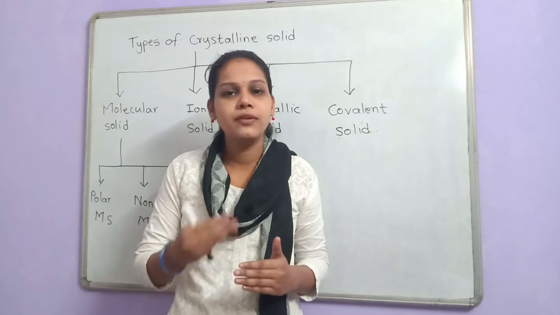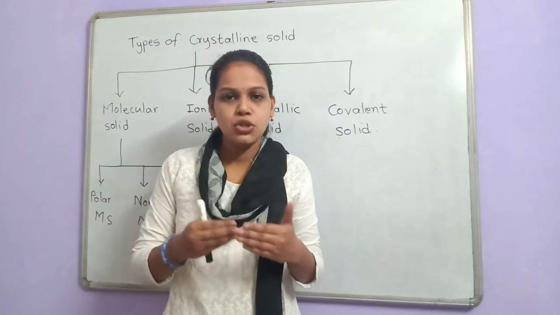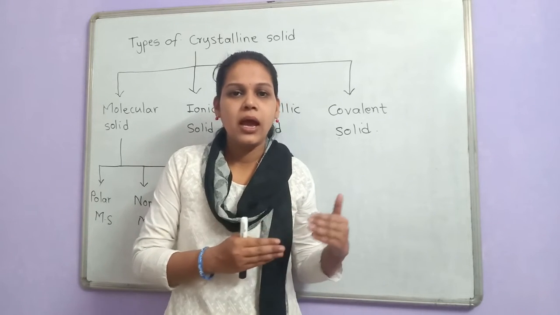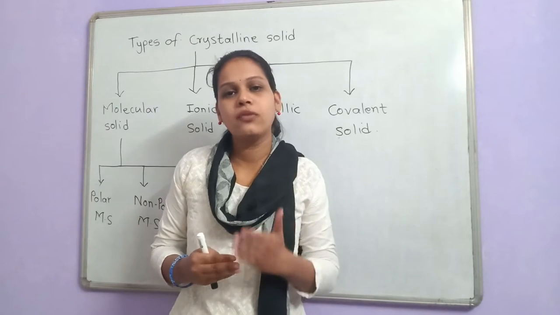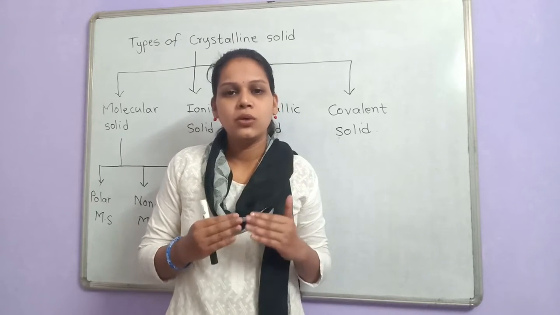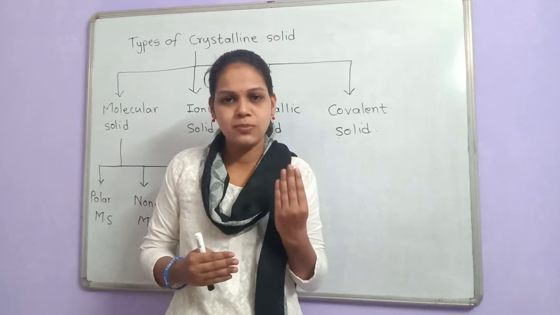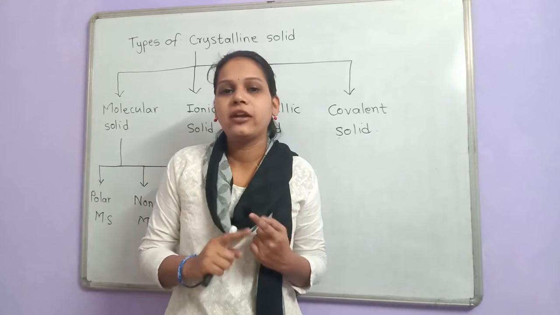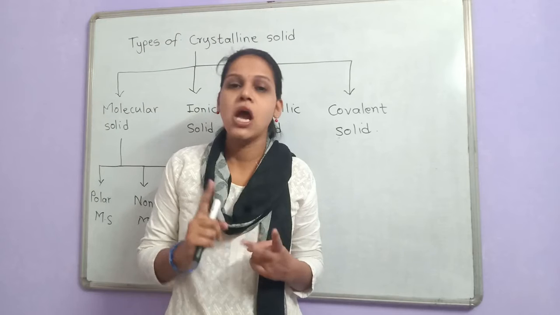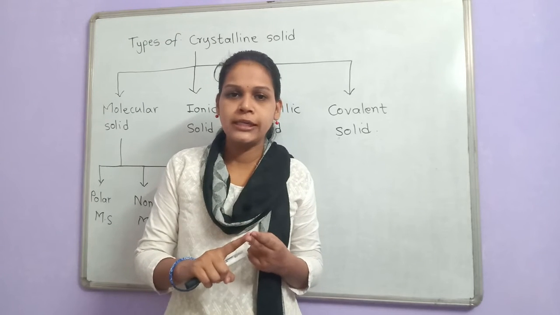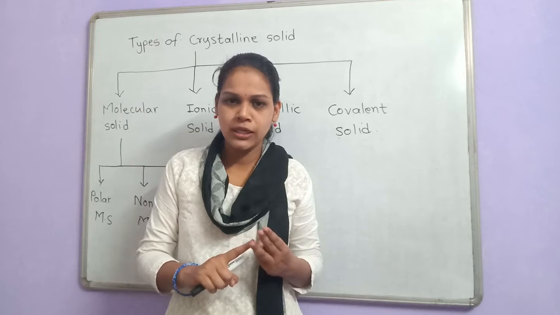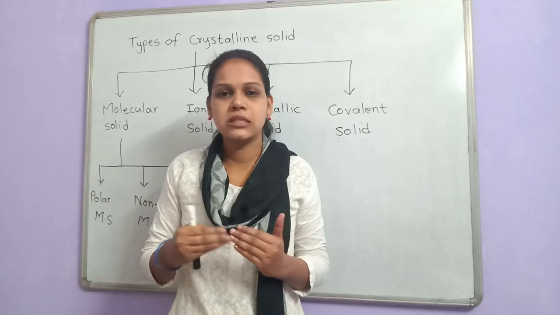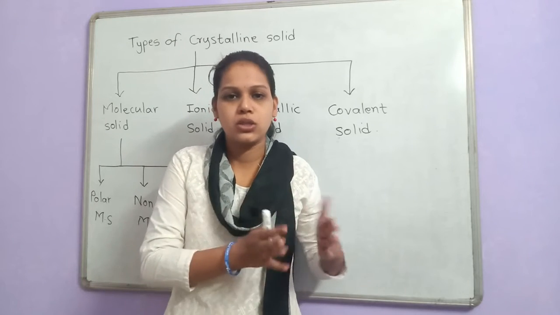In this video, we are going to study the classification of crystalline solids depending on the force of attraction between atoms or molecules of the crystal. Depending on this basis, there are 4 types of crystalline solids. First is molecular solid, second is ionic solid, third is metallic solid, and fourth is covalent solid. We will study the first one, molecular solids.